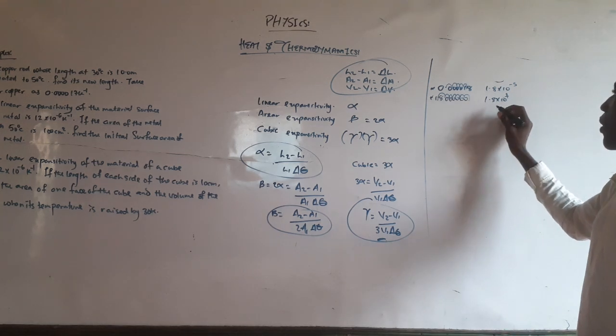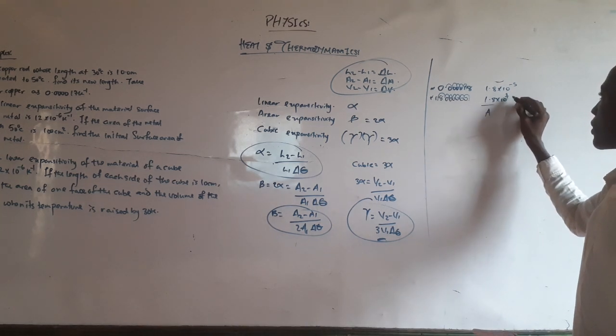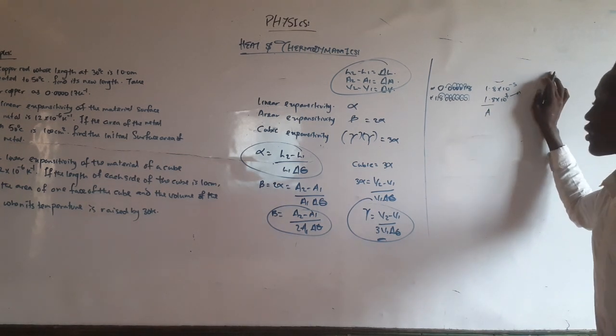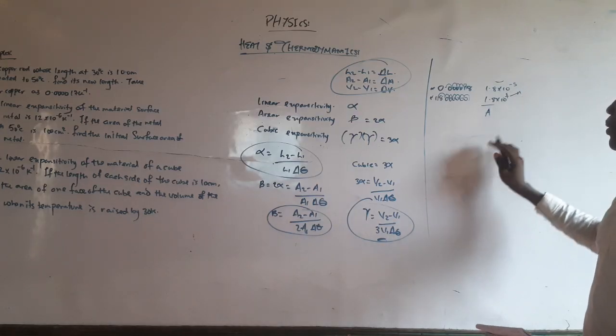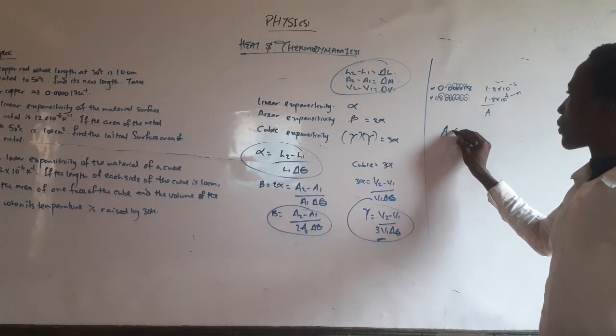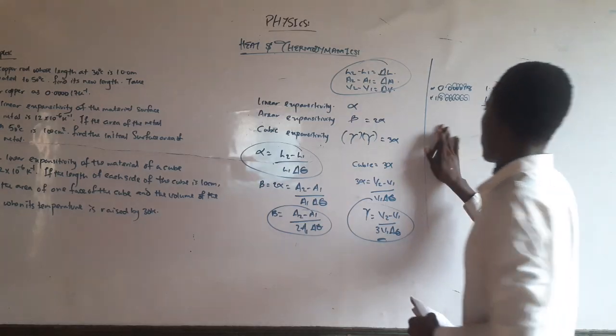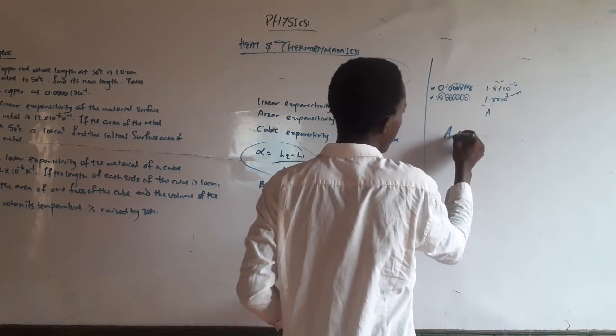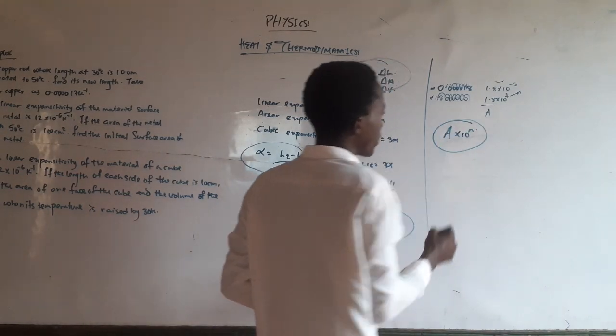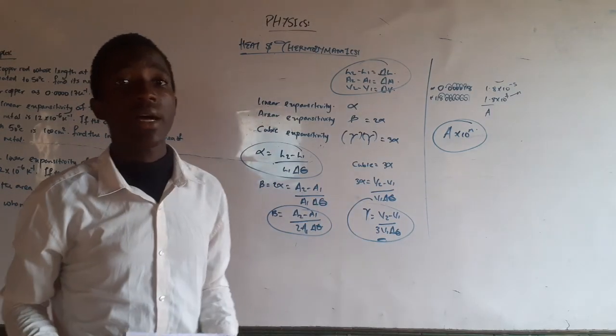You understand? We call this the A. We call this the N, the power, an integer. It could be any integer. So standard form is given as A multiplied by 10 to the power N. Let me write it properly: A times 10 to the power N. In mathematics, you should know this.